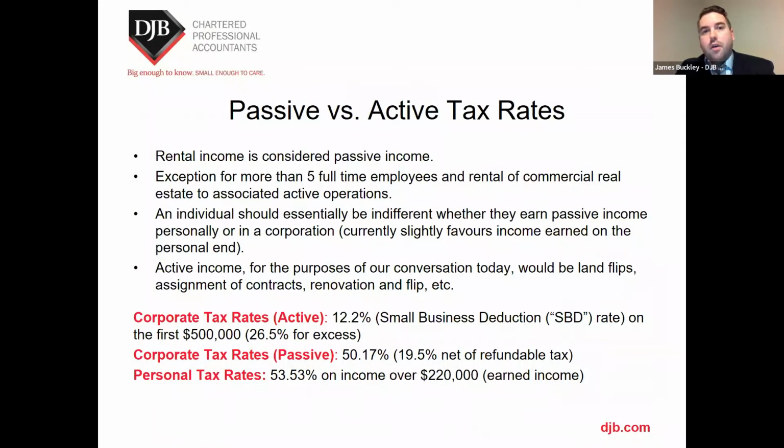Okay, so starting it off, passive and active tax rates. When people look to buy property, often taxes isn't their first consideration. It's, can I afford it? Can I get lending? Is the rent roll and cash flow going to make sense?